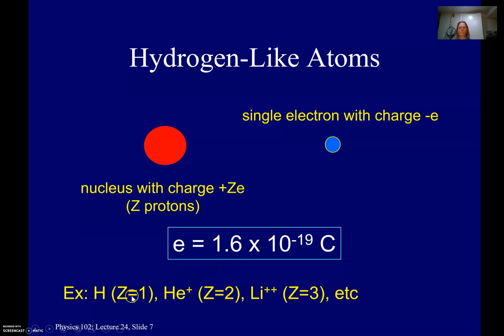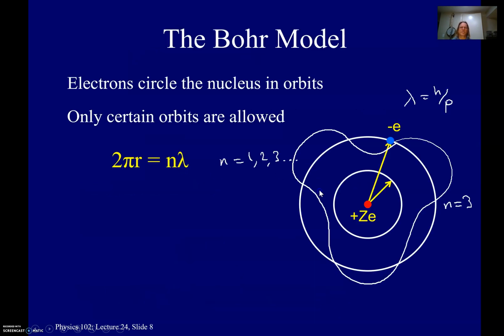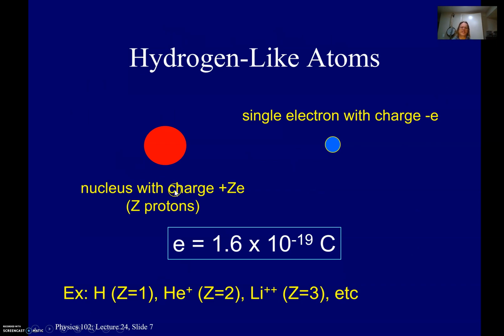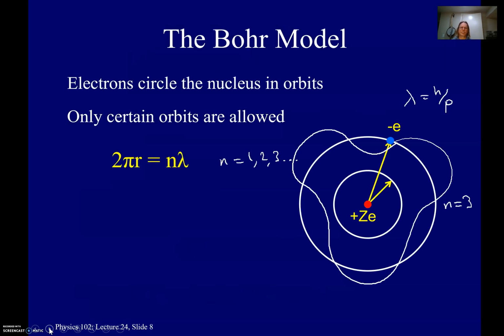So Z is the proton number. Hydrogen has one proton, helium has two, lithium has three, and so on. Hydrogen has one electron, since it has one proton. Okay, and so the Bohr atom works for hydrogen-like atoms, is what we're trying to say here. It doesn't work for all atoms very well, but for hydrogen-like atoms, it tends to work pretty well.